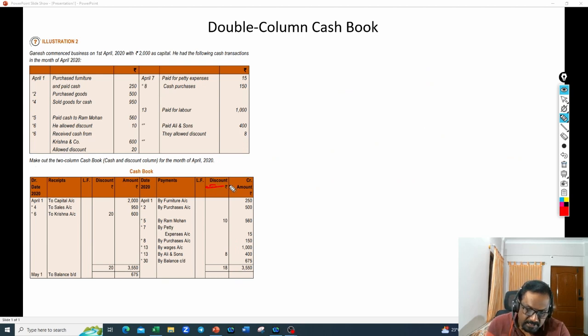What we do is just total the discount. When we total 10 plus 8, 18 rupees is the total. Here 20 rupees is the total. We just totaled the discount column and closed it. We don't require to do any balancing.